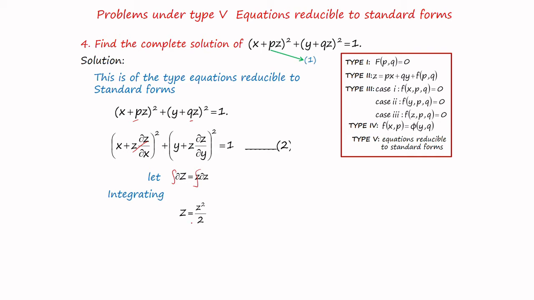After that you have to substitute the terms in the given equation 2. So (x + z ∂z) is replaced by ∂Z, so you have (x + ∂Z/∂x)² + (y + ∂Z/∂y)² = 1. In your final answer, after simplifying this, you just replace Z by z²/2, and retain small x and small y as they are.